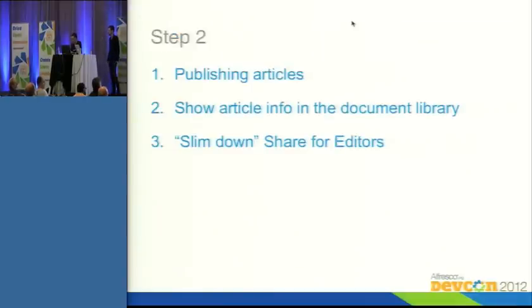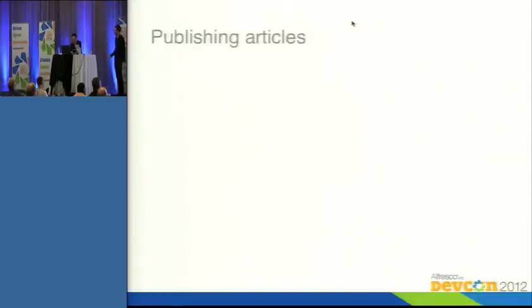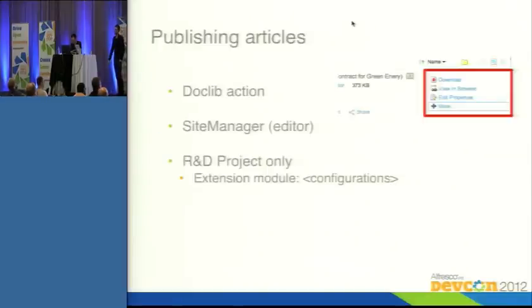So let's start step two. What we're going to do is make it possible to publish the articles, also make it possible to see the article information inside the document library. And we're also going to slim down the Share UI for our editors in the research and development projects. To publish articles, we are of course going to use a doclib action. That action should only be available for the editors. In our demo, we're using the site manager role inside a site to represent an editor. Also, these actions should only be available when you're inside a research and development project. To do that, we are going to create a new extension module. This time, we're going to use the configuration section inside an extension module.